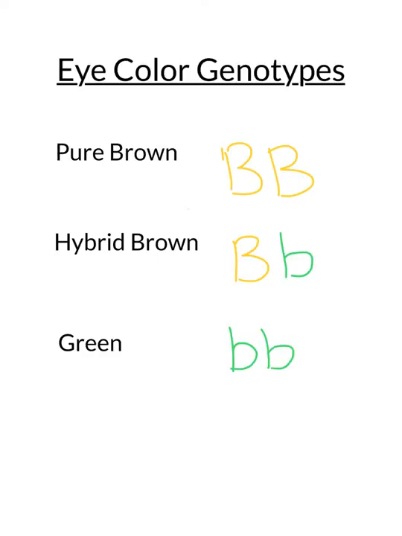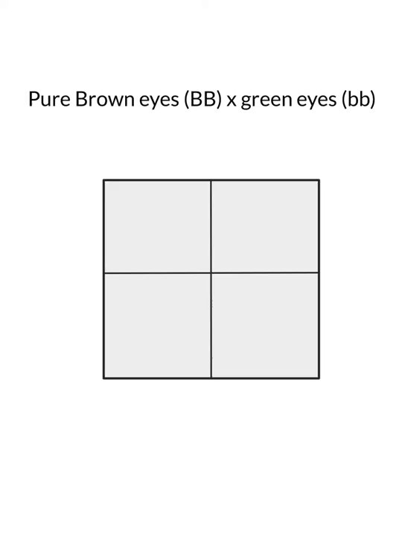With both the pure brown-eyed, where we have 2 dominant traits that are matching up, as well as the hybrid brown-eyed, both of these will show through as brown eyes. With the green-eyed trait, because we have 2 recessive green-eyed traits that are showing through, these will show through as green eyes. Now we're ready to set up our Punnett square to do our Punnett square cross. We're crossing a pure brown-eyed parent with a green-eyed parent.